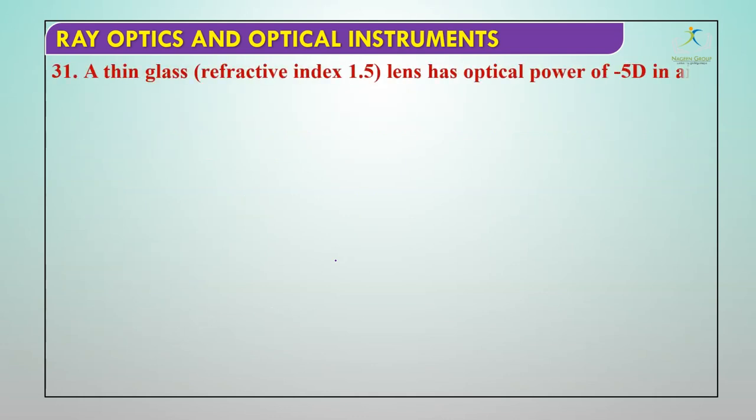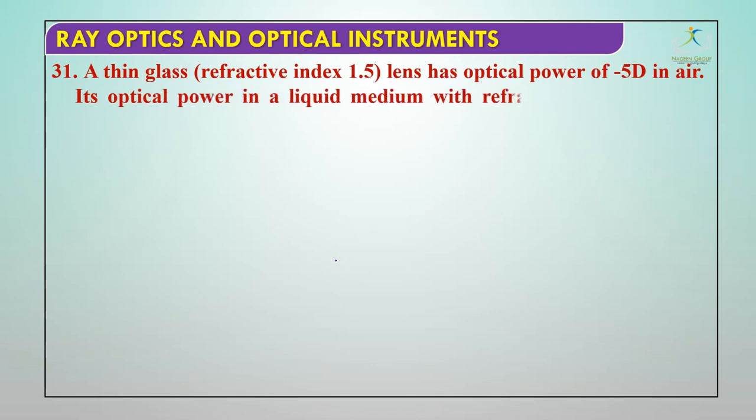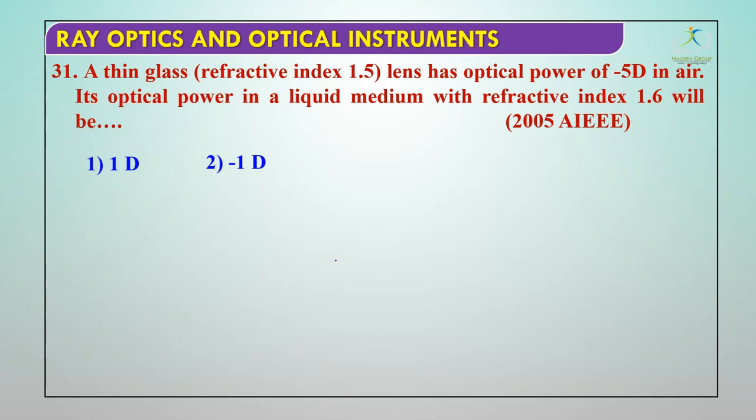Next question: we have a thin glass lens of refractive index 1.5 that has optical power of minus 5 D in air. Its optical power in the liquid medium with refractive index 1.6 will be: 1 diopter, minus 1 diopter, 25 diopter, minus 25 diopter.